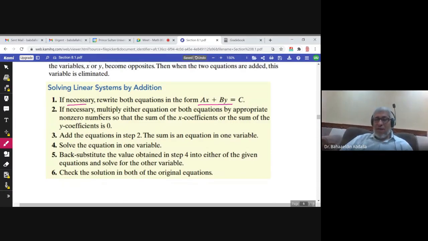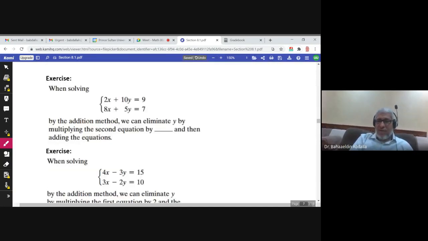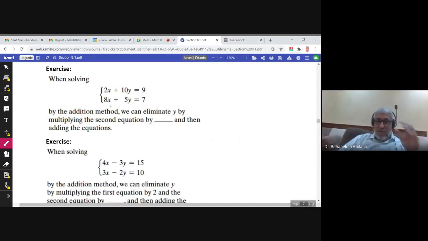And then we multiply either equation, or sometimes both equations, by appropriate non-zero numbers, so that the sum of the x coefficients or the sum of the y coefficients is 0. The coefficients of x differ in sign, or the coefficients of y differ in sign. How to do this? For example, if you want to solve this system by the addition method, the coefficient of x is 2 here and 8 here, and this is 10 and this is 5. So you cannot add.